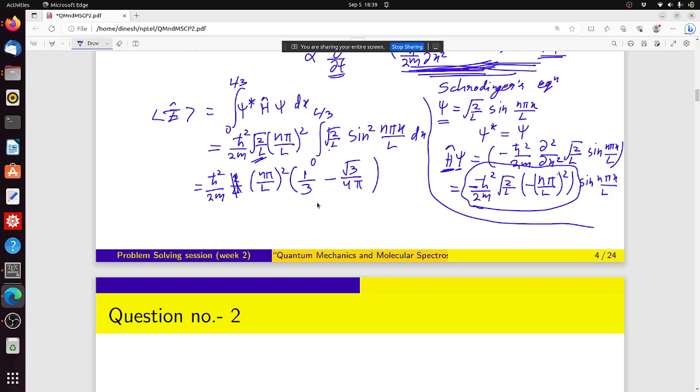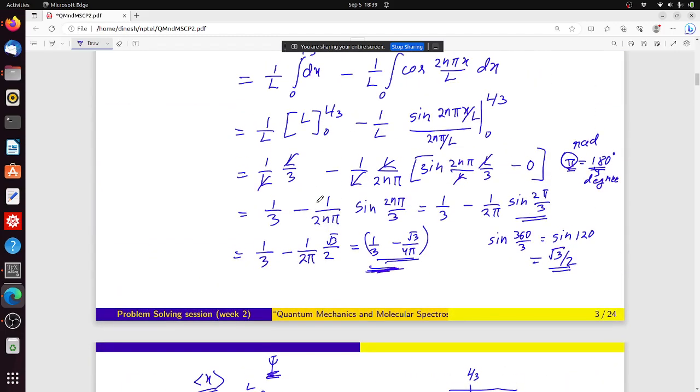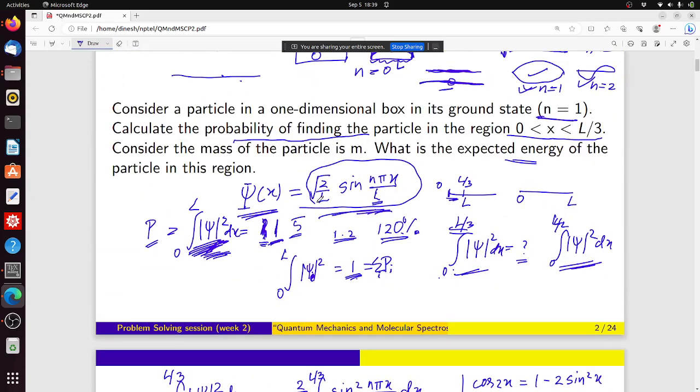Sir, is the value of psi, root 2 by L sine n pi x by L, given, or is it a standard value? This root 2 by L, you will get after normalizing this wave function.